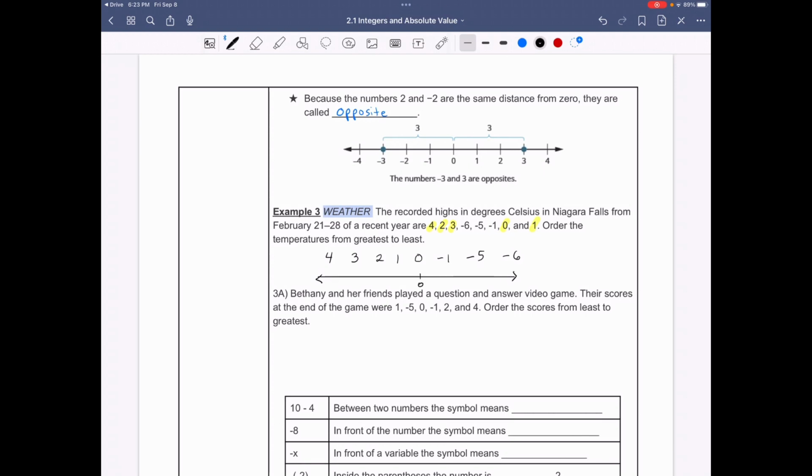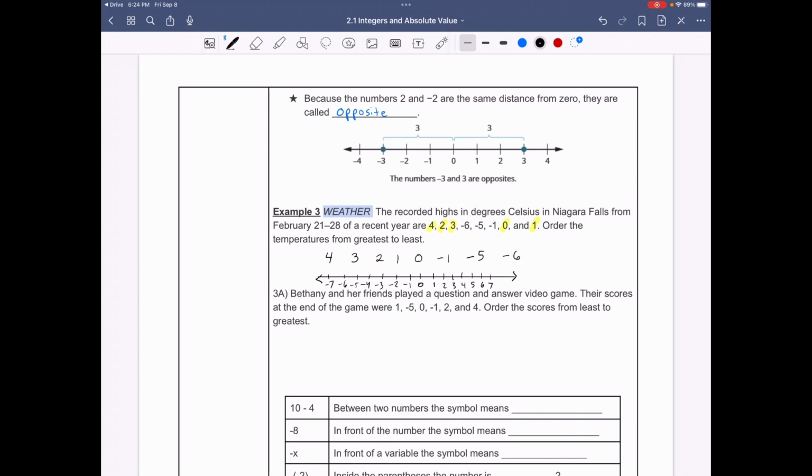Here's 0. On the number line, I can go in the positive direction: 1, 2, 3, 4, 5, 6, 7. And I can go in the negative direction: -1, -2, -3, -4, -5, -6, -7.